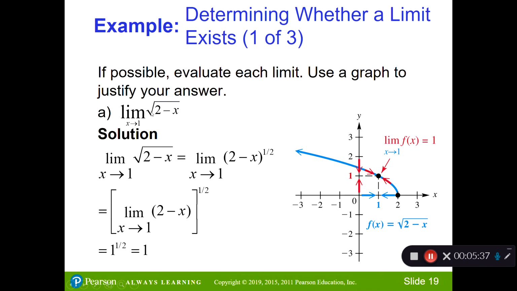All right, now if I'm looking at the limit as x approaches 1 of the square root of 2 minus x, notice that plugging directly in would give me square root of 2 minus 1, so square root of 1, that's a 1. Graphically, we see the y values are approaching 1 when the x values are approaching 1.